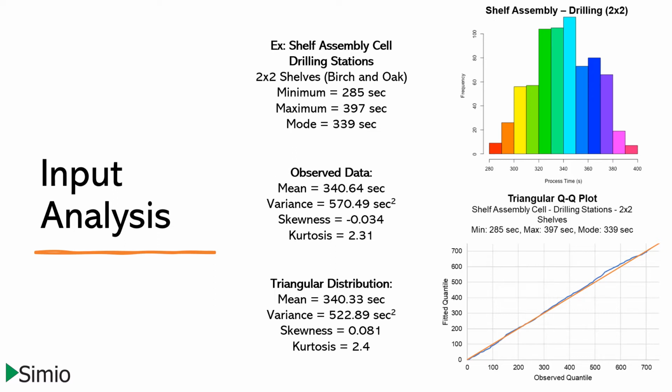An example of this analysis is included on the slide for the drilling station in the shelf assembly cell. It should be mentioned we did not observe large differences between like stations within a cell, nor did we find the type of wood affected processing time. But we did observe the type of shelf, specifically the dimensions, 2x2, 2x3, 2x4, did affect the processing times.